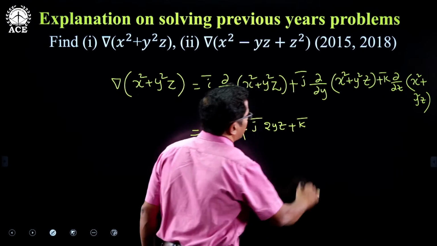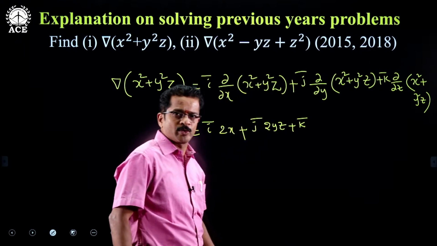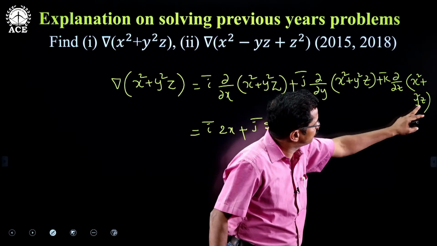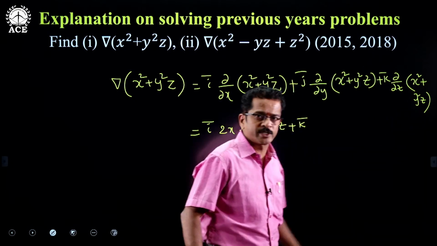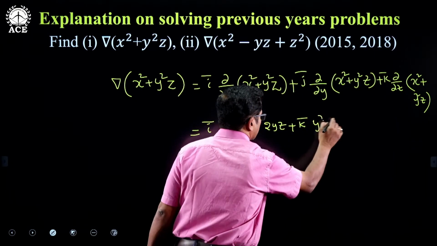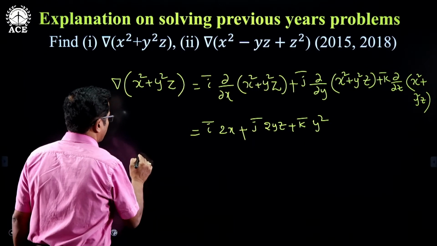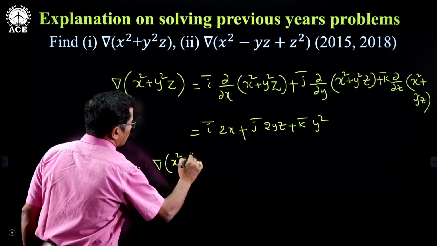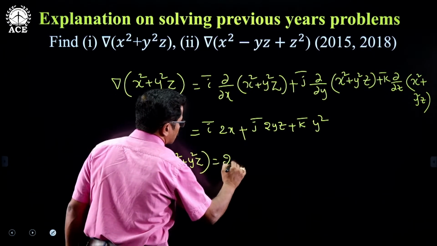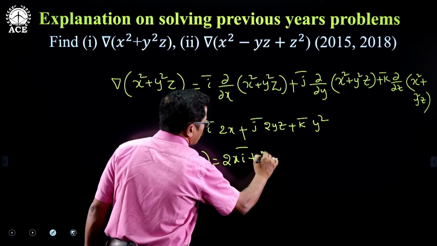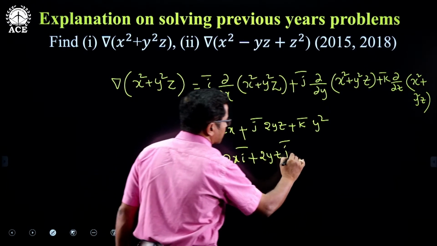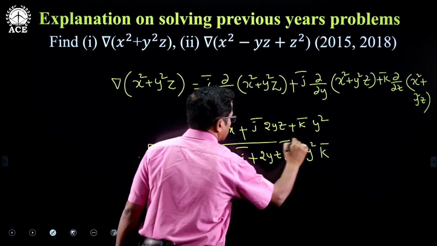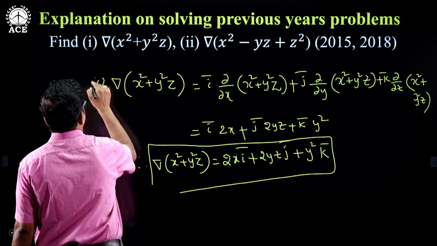Plus k bar into dou by dou z of x square plus y square z. Dou by dou z of x square is 0, which is independent of z. Dou by dou z of y square z is y square. Therefore del of x square plus y square z is equal to 2x i bar plus 2yz j bar plus y square k bar. So this is for the first question.